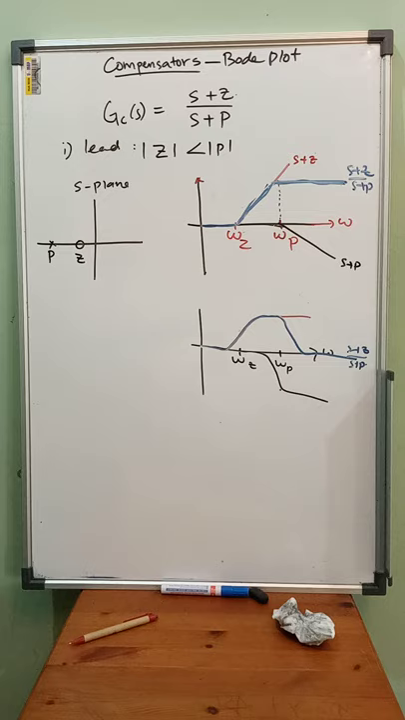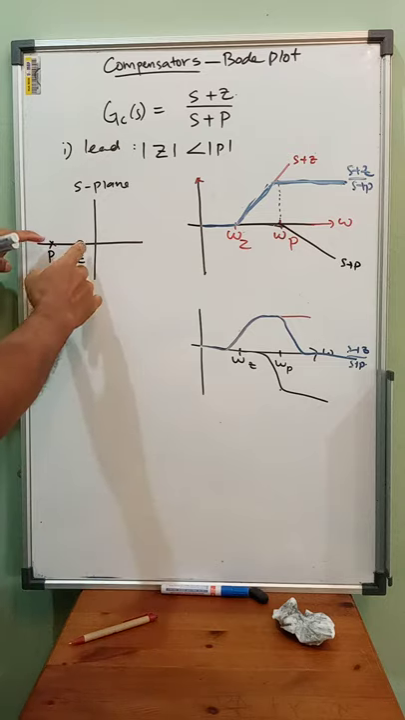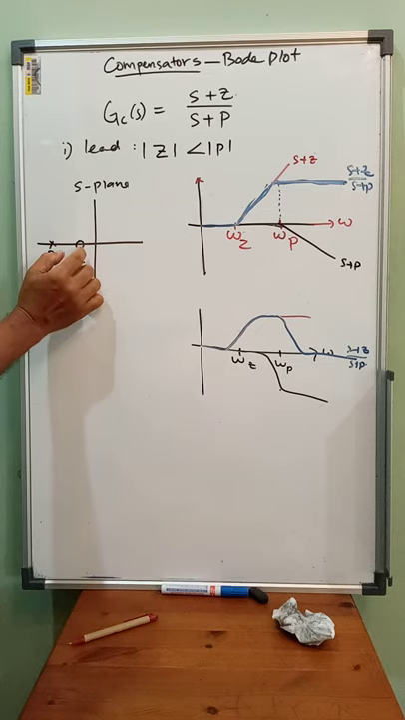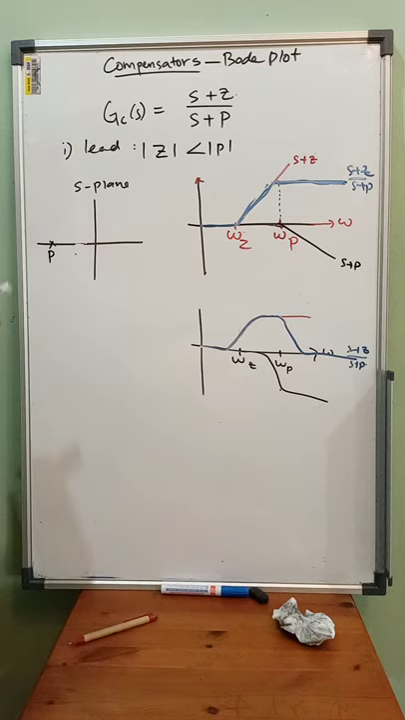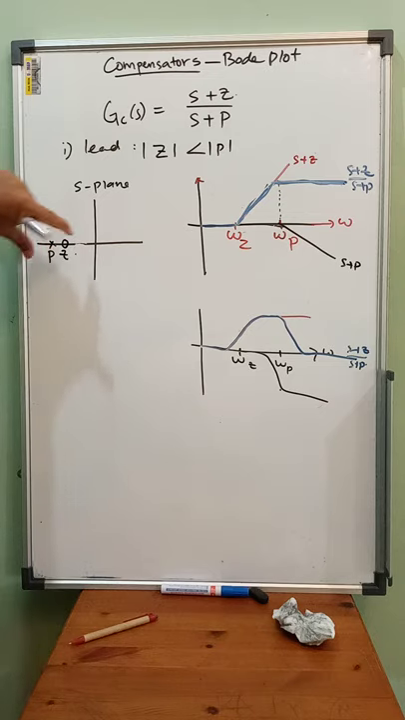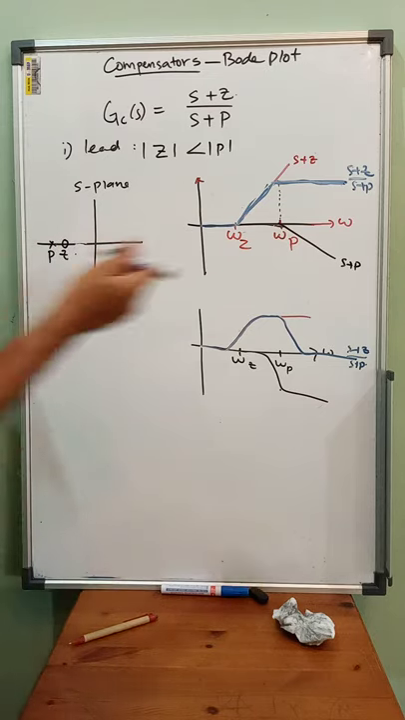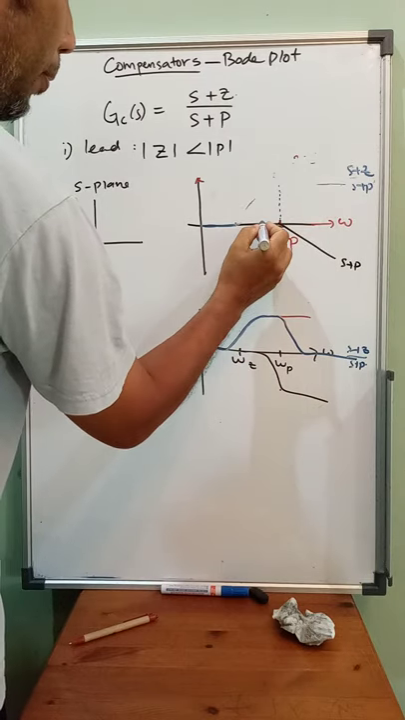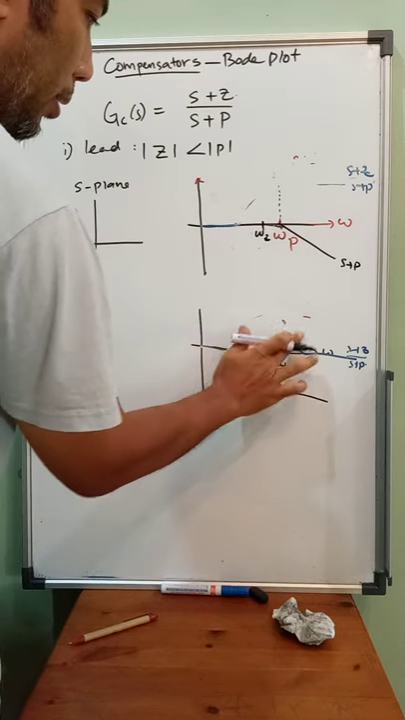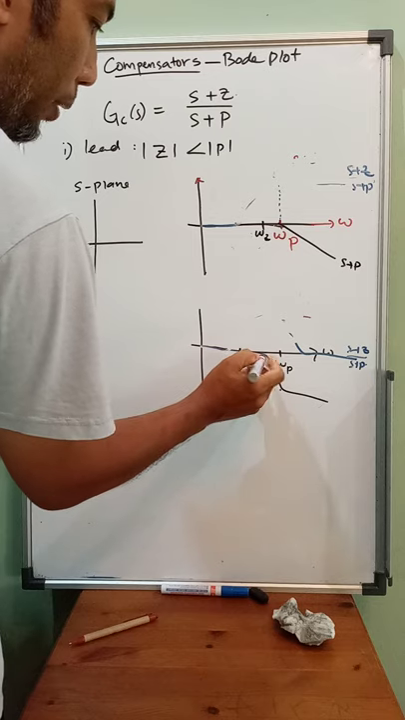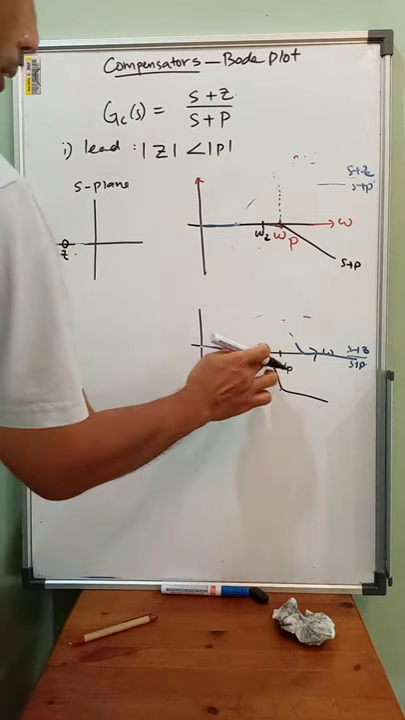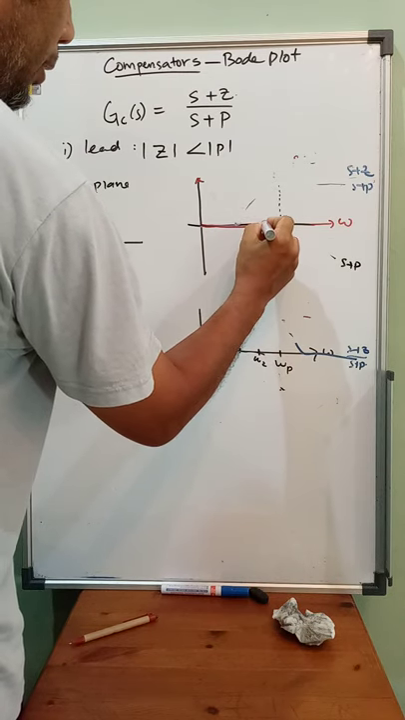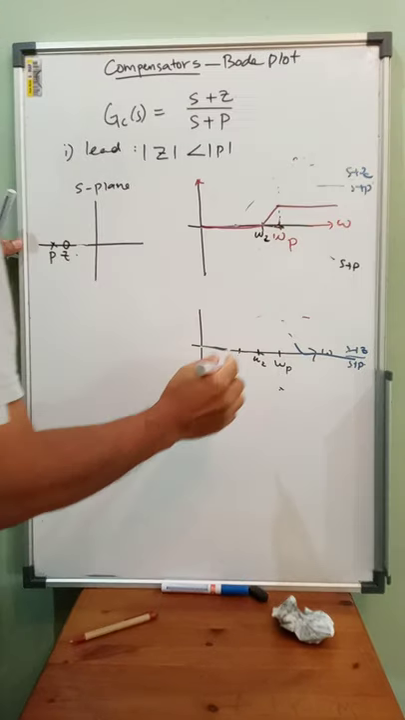Okay, also we can adjust the position of P and Z. If we make it become closer, let's say we move Z here. Z will move here, omega Z. So our output will be like this: increase up to omega P, then flat.